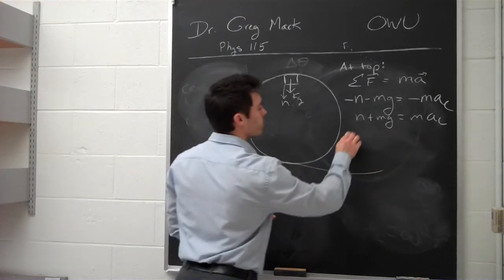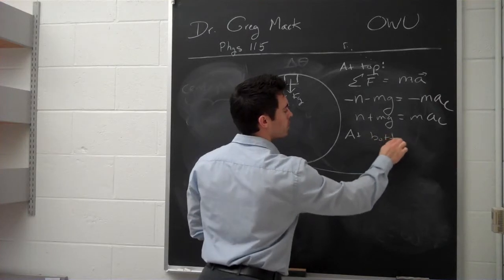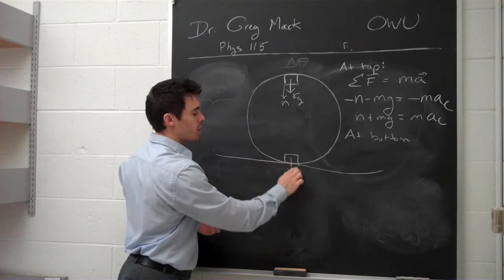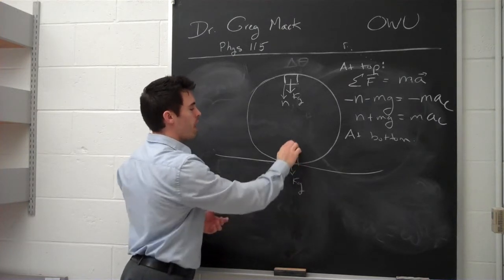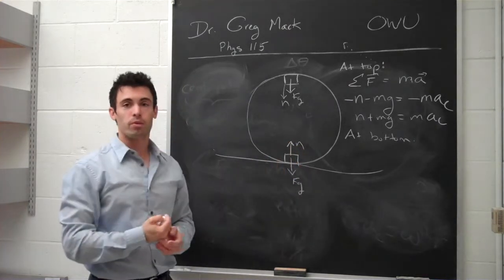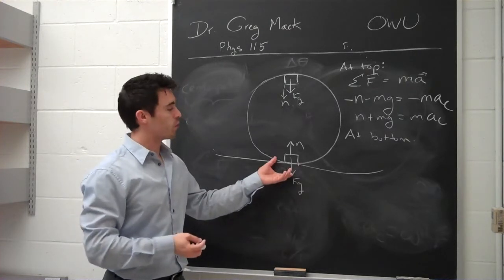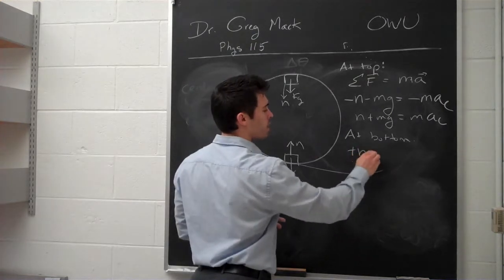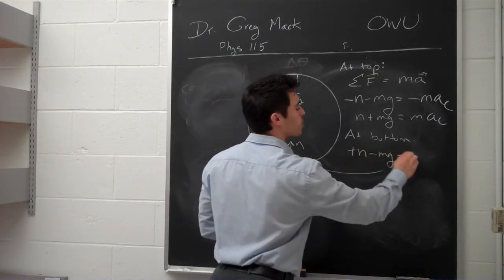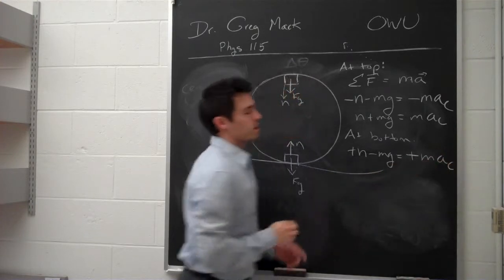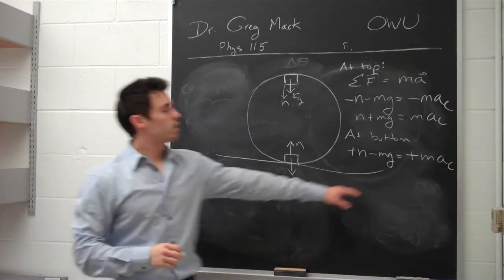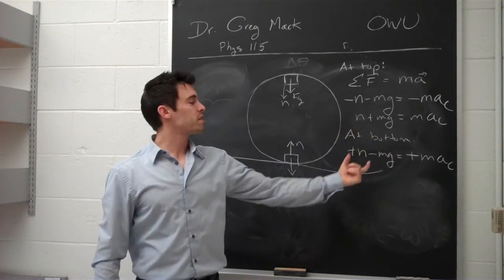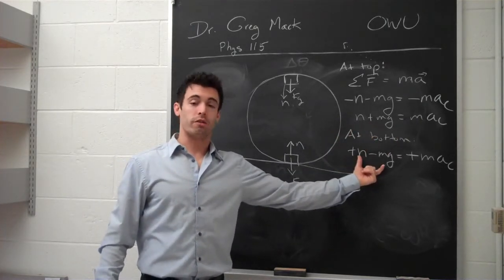Now, if we're at the bottom for this roller coaster, then we have the gravitational force pointed downward, and we have the normal force from the track pushing up, because of the relationship for how the car is actually laying on the track right here. So then we have positive N minus mg is equal to positive m a_c. So now, instead of the acceleration being the addition of those two forces divided by the mass, it's now the subtraction of the two forces divided by the mass.